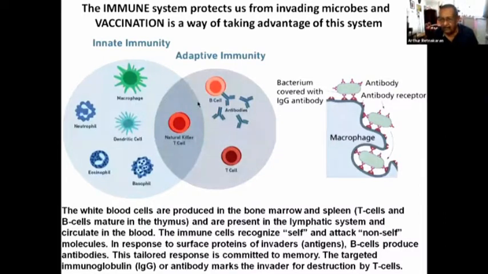But an invading cell that is marked by these antibodies will be destroyed. It can be destroyed by the macrophage. It may also be destroyed by natural killer cells and also various T cells. This is how they destroy invading organisms.